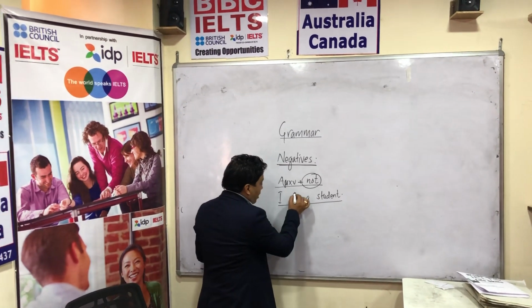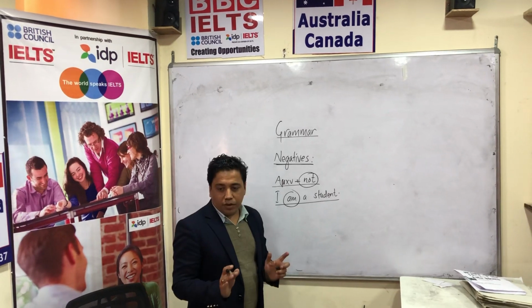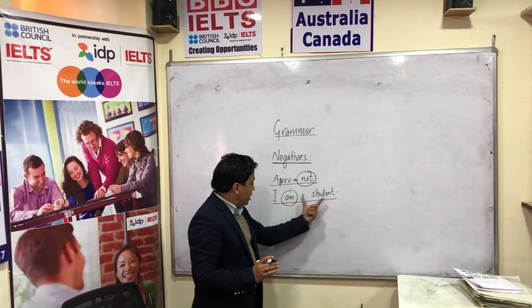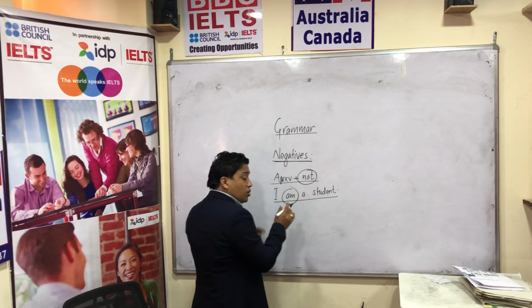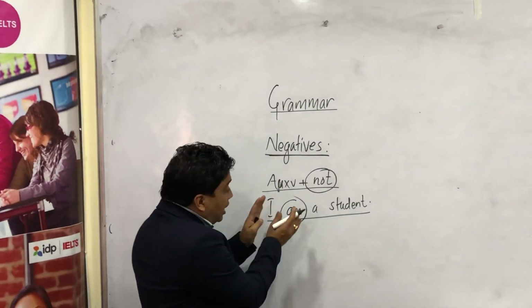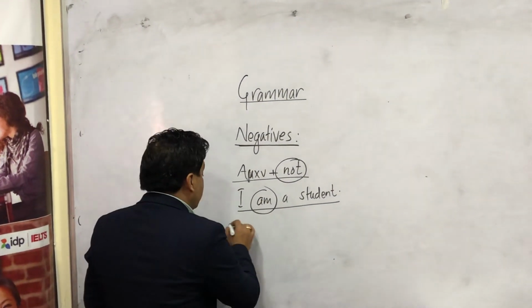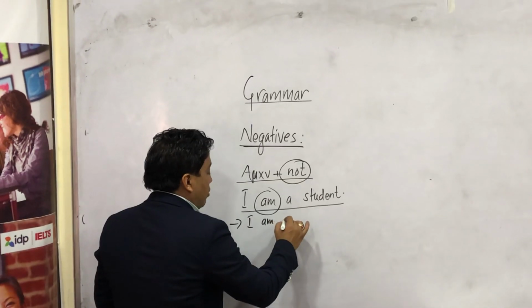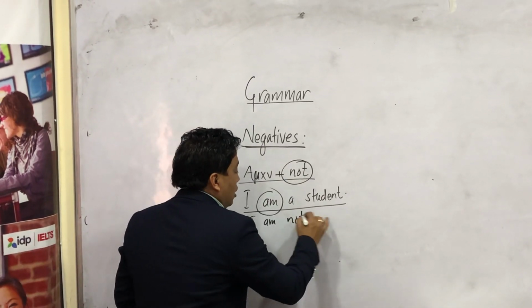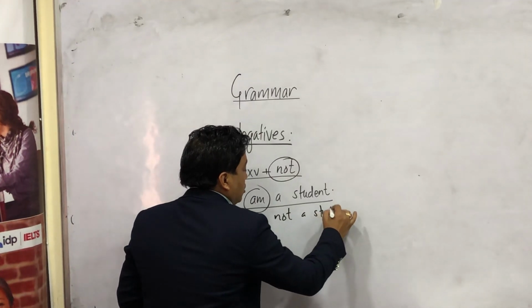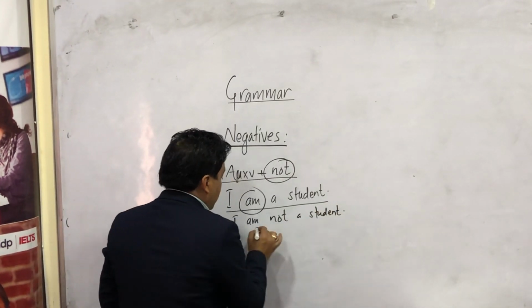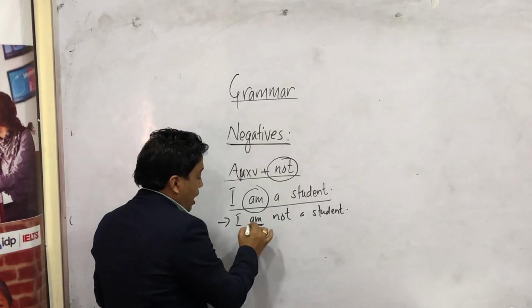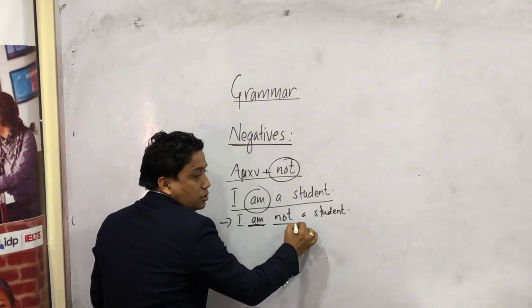Okay, this here, am is an auxiliary verb, right? It is a complement. So when you have to make the negative sentence of it, you can simply add not here, like I am. Now can you make it? I am not a student. Okay. Look at here. Am here, not.